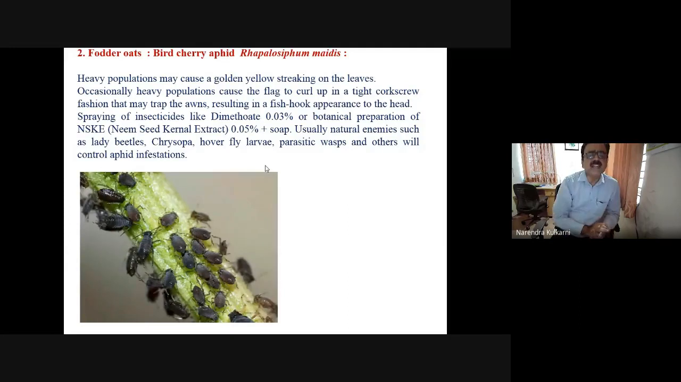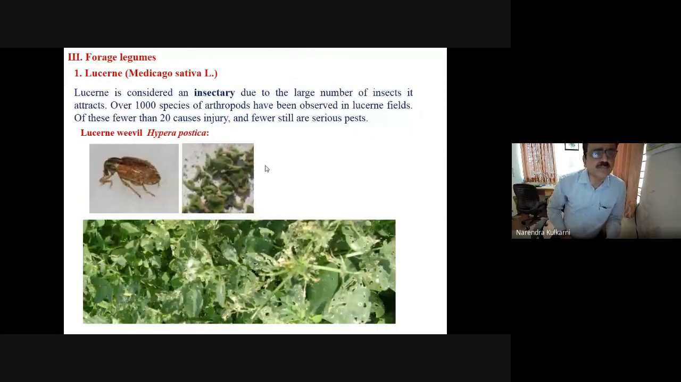Yes, it can be managed with botanicals like neem or Verticillium lecanii, or when the incidence is very high, they may try some systemic insecticides also. Again, another insect in the case of lucerne.